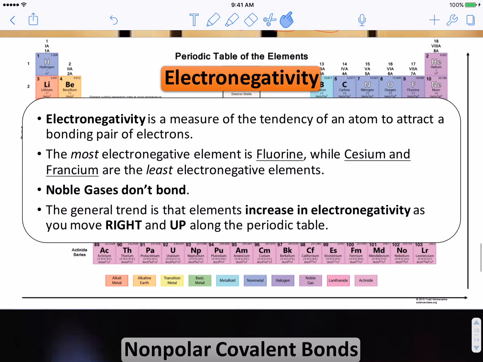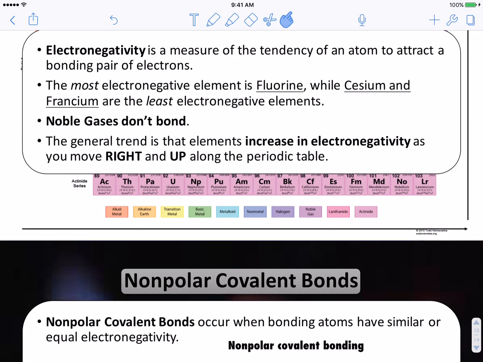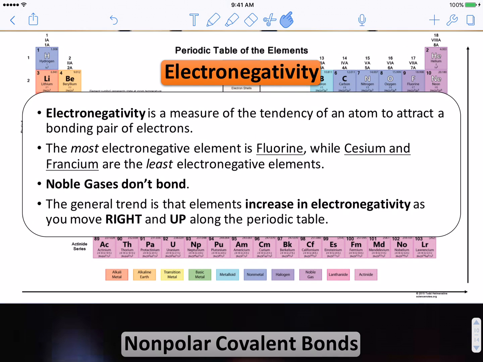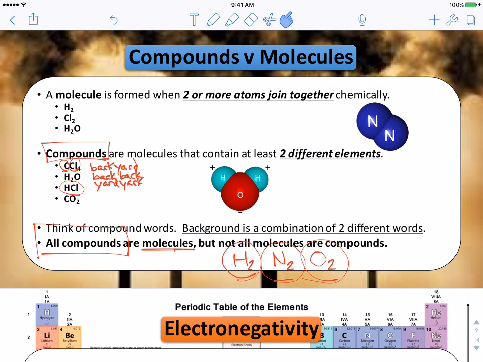Electronegativity, we're not going to worry about that today, and then we'll also talk about polar and nonpolar another time. So we're going to stop there for today and do some practice.